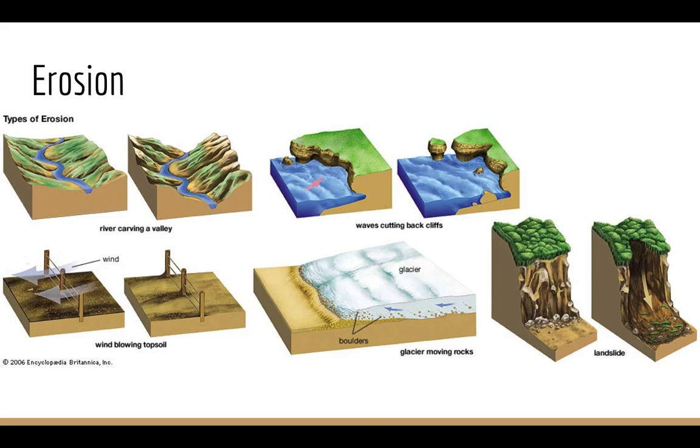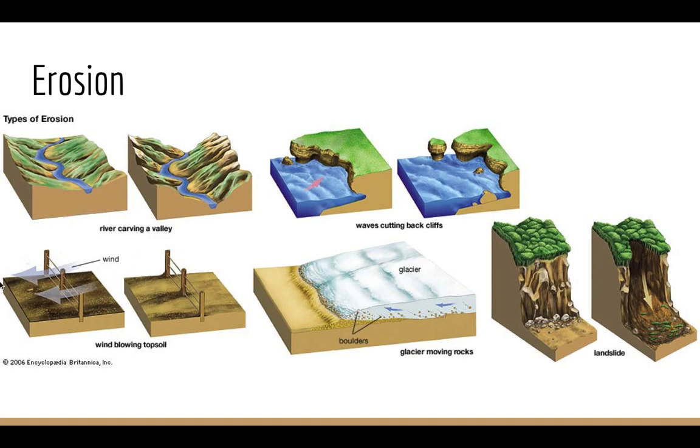All right, so erosion, again, is the movement of those broken up pieces elsewhere. Right, so these are different kinds of erosion, right? So a river carving through a valley, that river can abrade the valley, which is a form of weathering, but then it also moves those pieces away through erosion, right? Waves cutting back cliffs. So again, the waves are abrading the cliffs, that's weathering. They're breaking it up, but then moving those broken up pieces away would be the erosion piece.